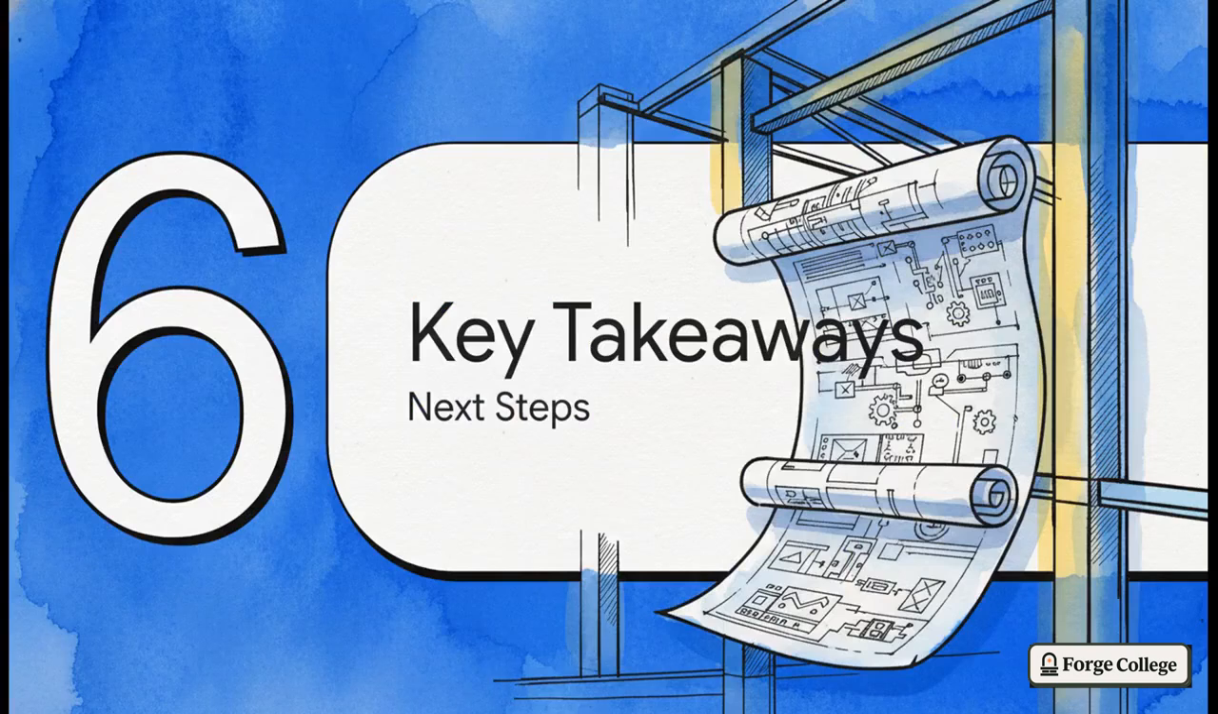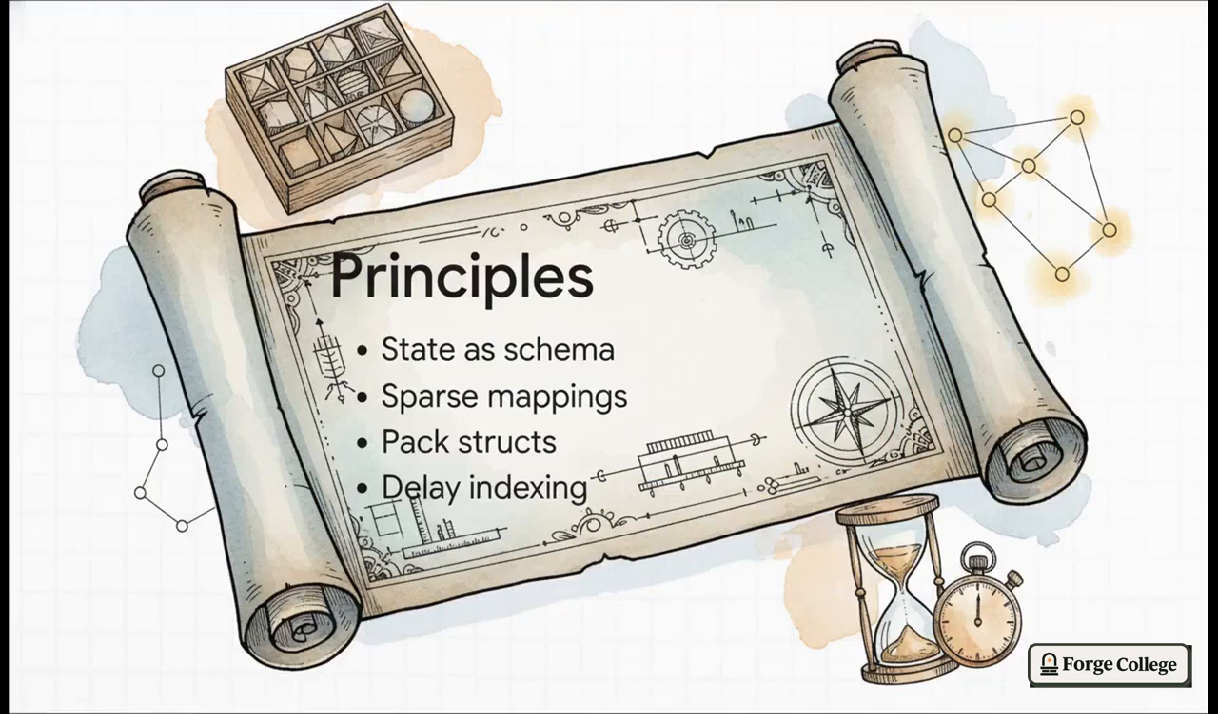Section 6. Key takeaways. All right, let's roll up these blueprints. First, treat your state as a rigid database schema. You really need to plan it out before you code. Second, prefer sparse nested mappings when you don't need enumeration. Third, ruthlessly exploit struct packing to squeeze data into single slots. And finally, favor delayed indexing so your everyday users aren't footing the gas bill for heavy features they don't even use.